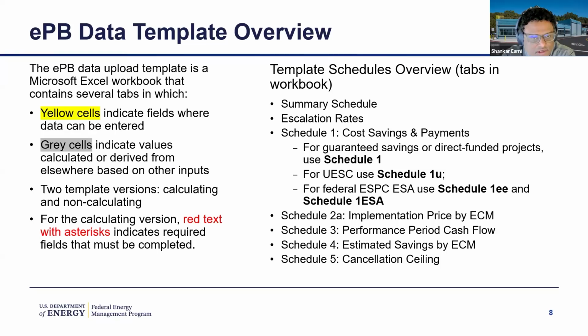One of the primary ways to get data into the ePB system is through this data template. The two types of templates: one we call the calculating template, and the other is a non-calculating template. The calculating template has the standardized calculation methodology that's been vetted with all the stakeholders. So it's a way to make sure that the calculations being performed follow the standard methodology.